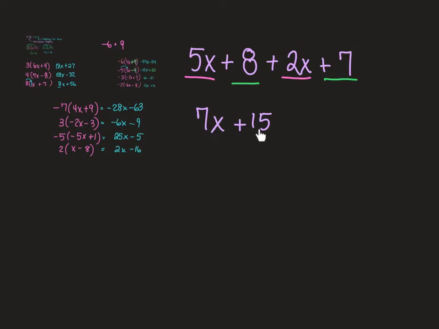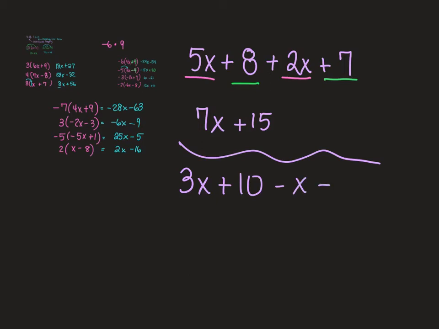This does not make 22x. This has an x. This does not have an x. You cannot combine them if they don't match. Okay, let's try another question. Let's try 3x plus 10 minus x minus 8.